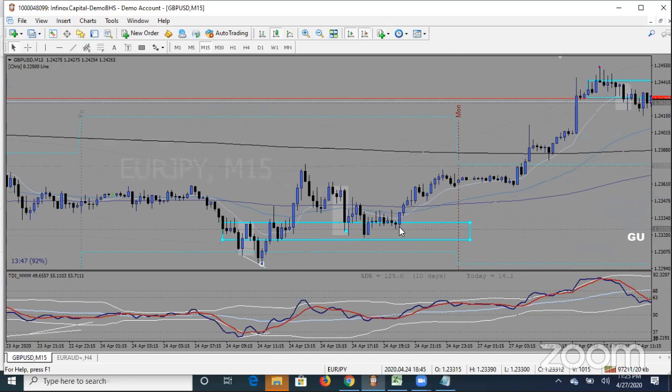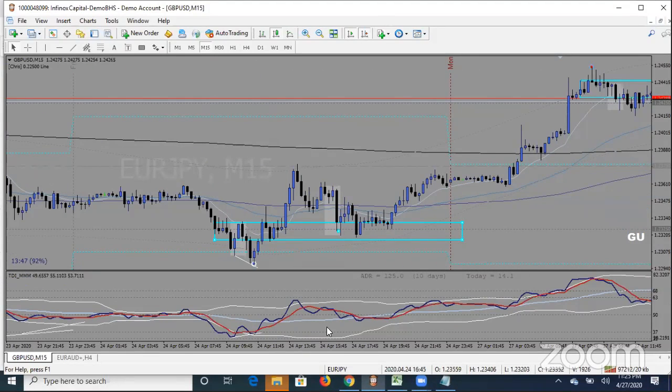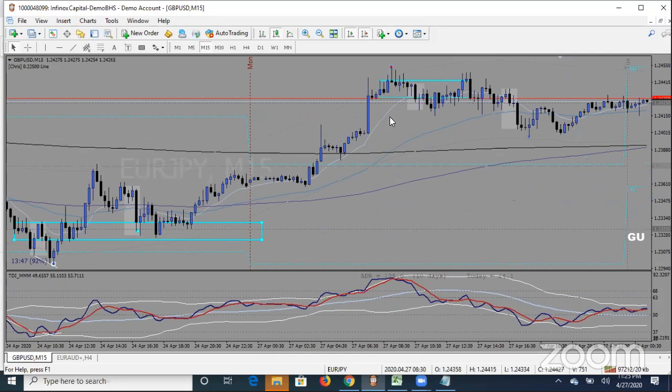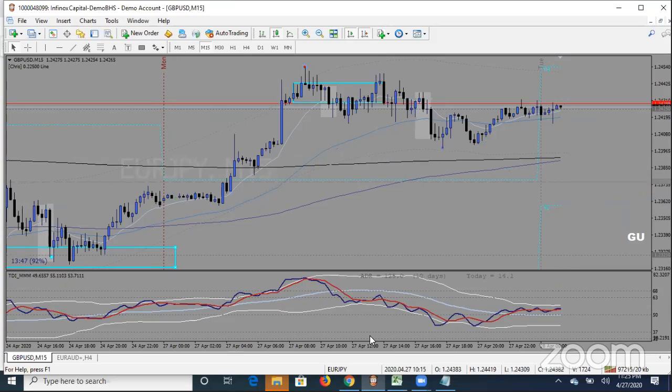But we can also take our trades without actually using the TDI. We just wait for the last step to be broken on the 15 minutes or the 1 hour, and we pull our trigger.